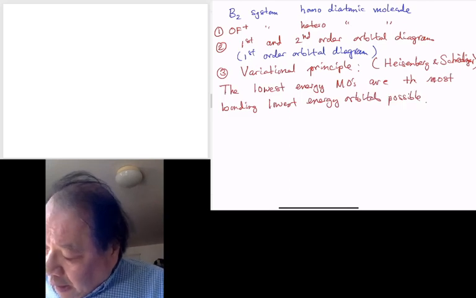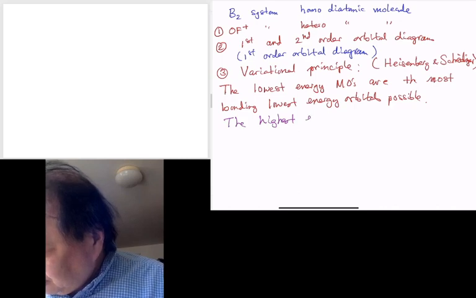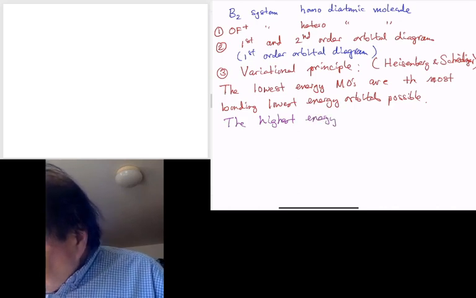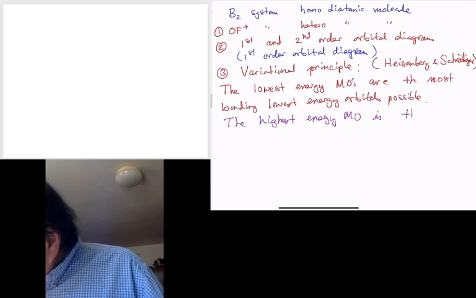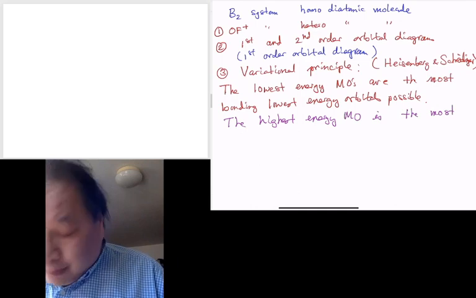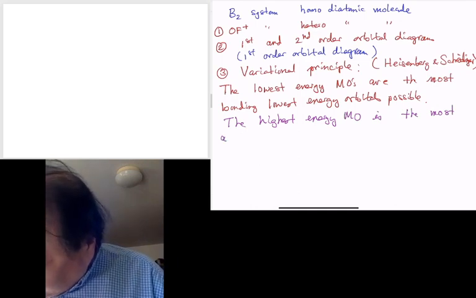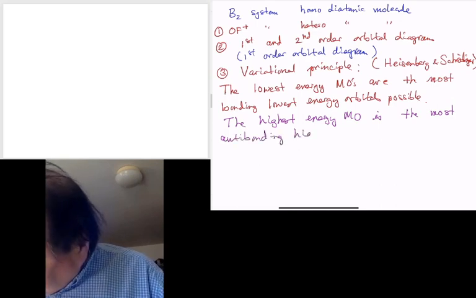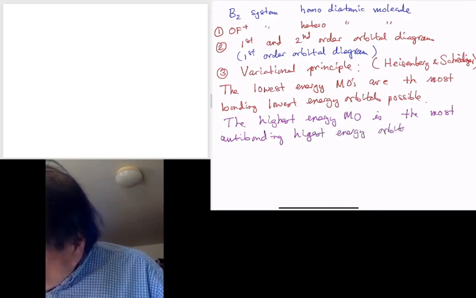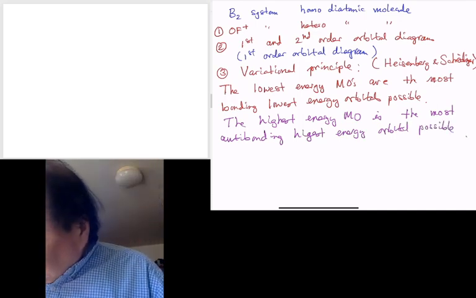The highest energy MO is the most, put in chat what you think it is. The highest energy MO is, put it in chat. The most anti-bonding, highest energy orbital possible. So this is the variational principle, and it is a direct consequence of Heisenberg's and Schrödinger's equations.